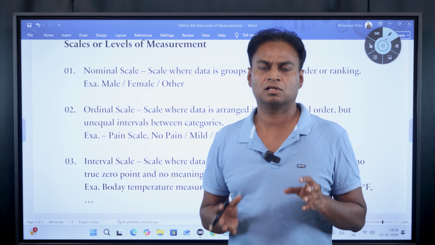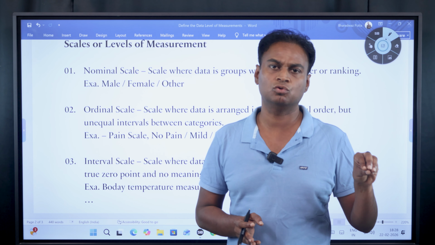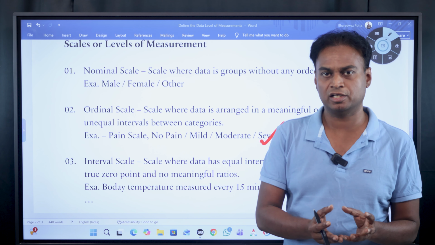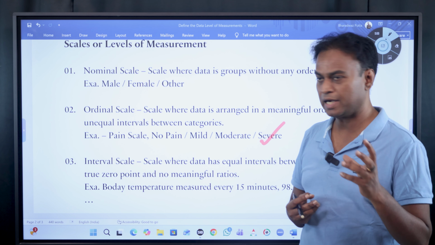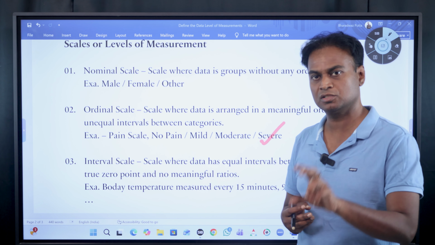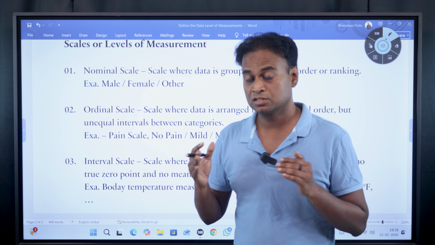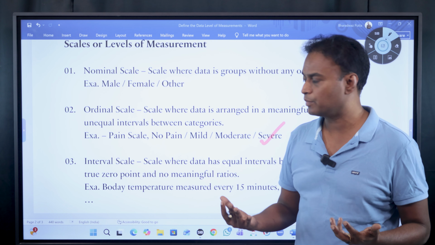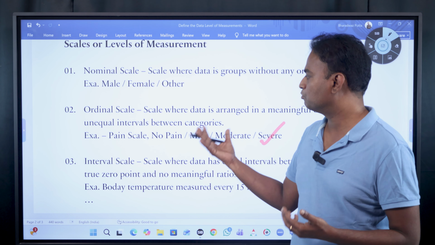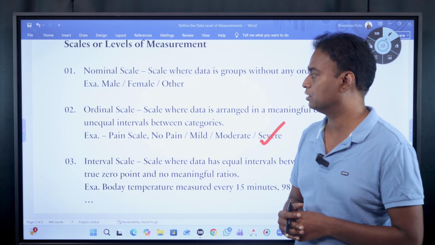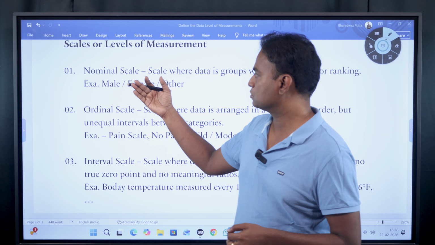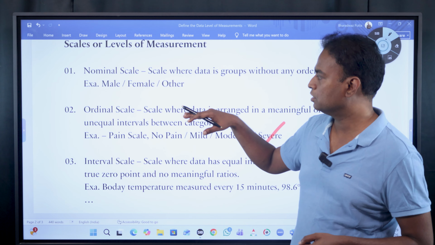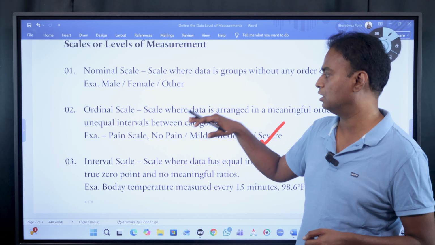Out of 15, there are some people with no pain, that is the first one. There are some people with mild pain, that comes second. Moderate pain comes third and severe pain comes fourth. Such type of data can be arranged in an order and certain types of mathematical operations can be performed on such data. That kind of data comes to the second measurement level, that is ordinal scale, or ordinal measurement level.